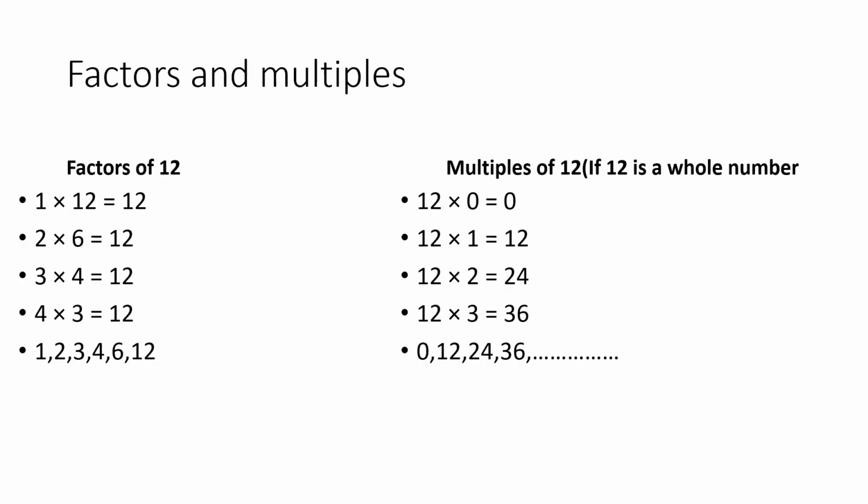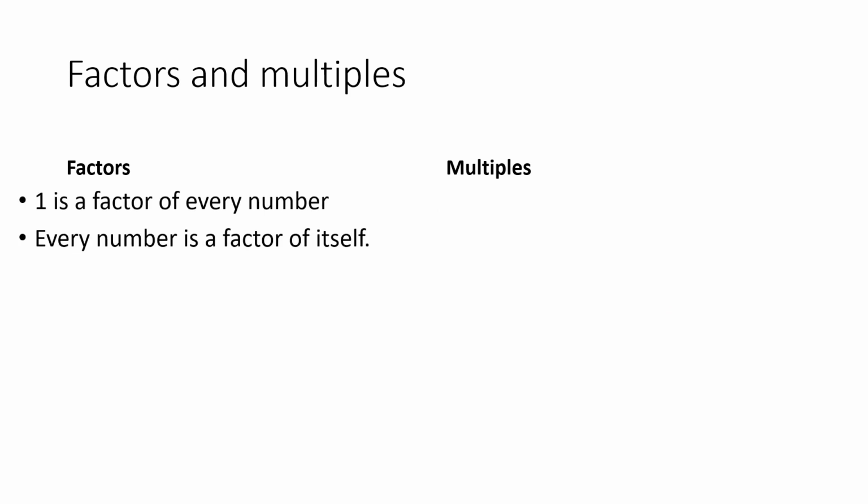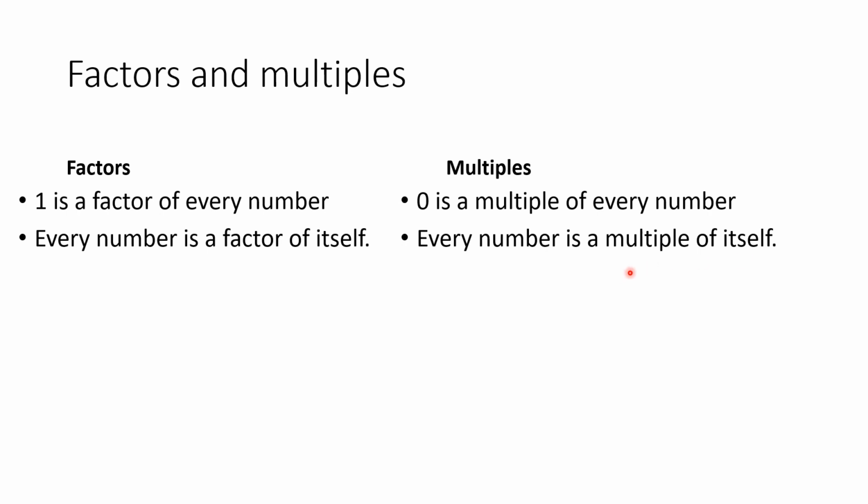Now next, just see here factors of 12 and multiples of 12 and observe very carefully that every number is a factor of itself, right? And in a similar way, every number is a multiple of itself. 12 is a factor of 12 also and 12 is a multiple of 12 also. It means every number is a factor of itself and every number is a multiple of itself.